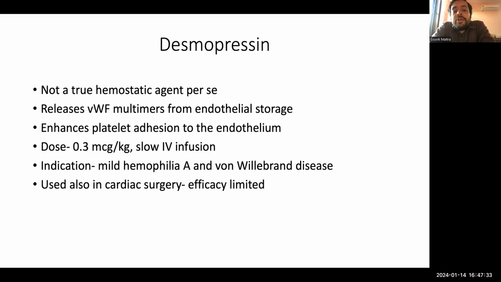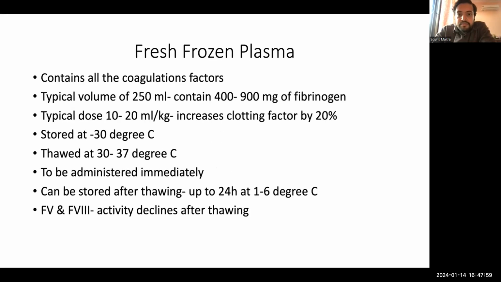A dose of 0.3 microgram per kg should always be given as a slow IV infusion, because it can be associated with hypertension, flushing, and other hemodynamic changes. The approved indications are mild hemophilia A and von Willebrand disease, but it has been used in other scenarios like uremic bleeding and in patients with cardiac surgery, with some limited efficacy.